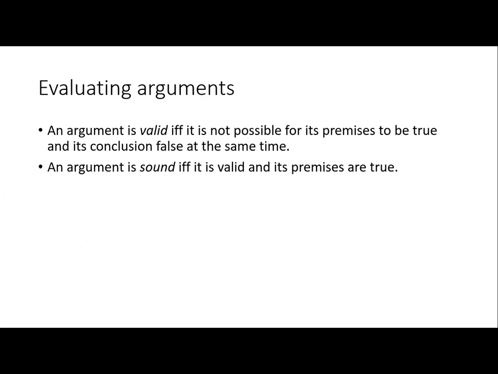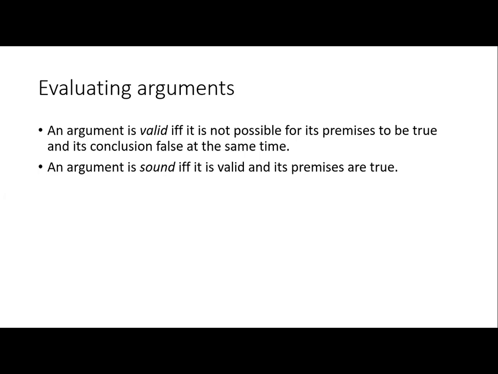I want to talk, again, this is review, about how to evaluate these sorts of arguments. Again, we're interested in deductive arguments. These are the arguments where if the premises are true, the conclusion has to be true, or that's what they're intended to be, at least. And we'll say that an argument's valid if and only if it's not possible for its premises to be true and its conclusion false at the same time.